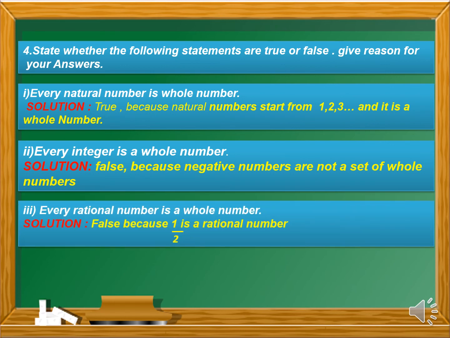Last subdivision. Every rational number is a whole number. Rational numbers are the numbers in the form p by q, where p and q are integers, and q is not zero, and whole numbers are the numbers starting from 0, 1, 2, 3 and so on. So rational numbers are in the form of p by q, which cannot be seen in the whole numbers. So solution: false, because 1 by 2 is a rational number but not a whole number.